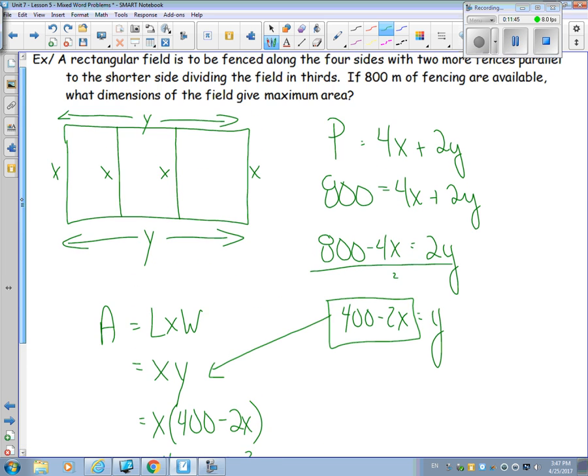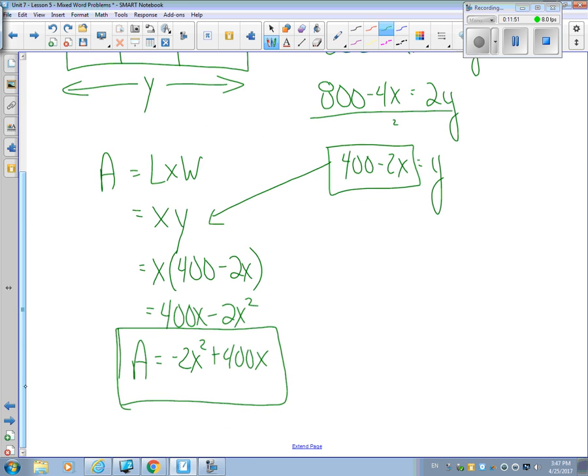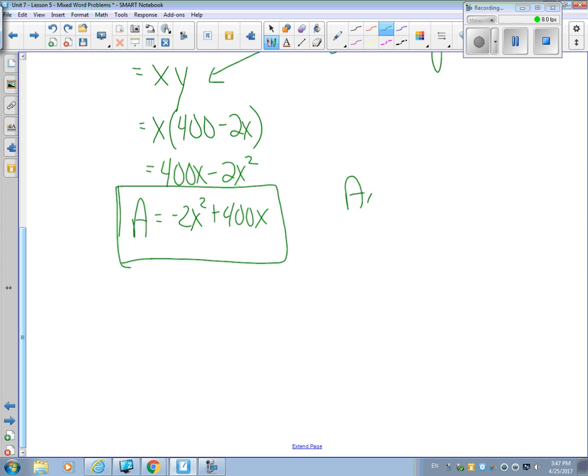All right, what does it want? Maximum area. Oh, is that key word again? Axis of symmetry, vertex, all that good stuff. So my axis of symmetry: x equals negative b over 2a, negative 400 over 2 times negative 2. So it's negative 400 over negative 4, which is 100.